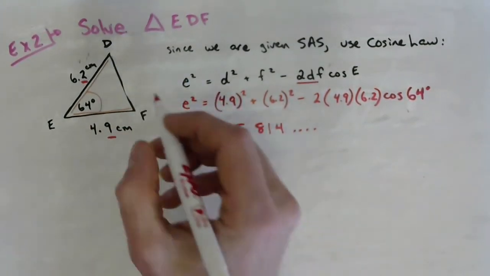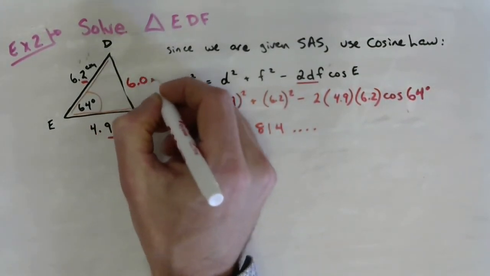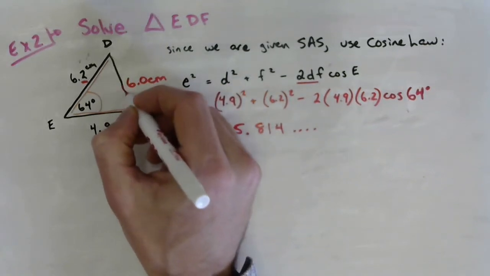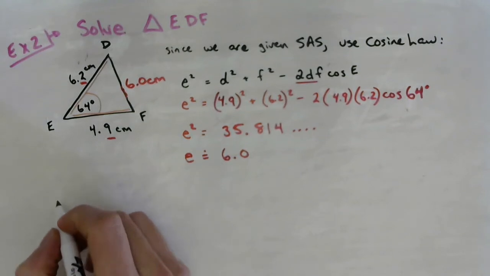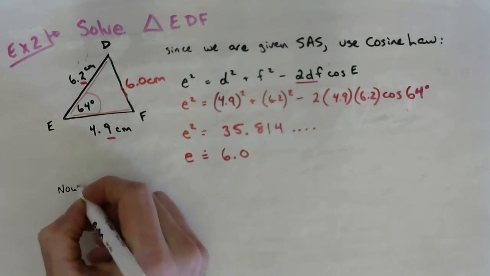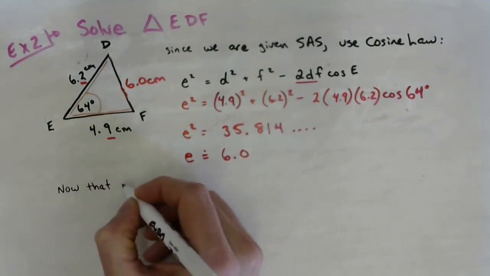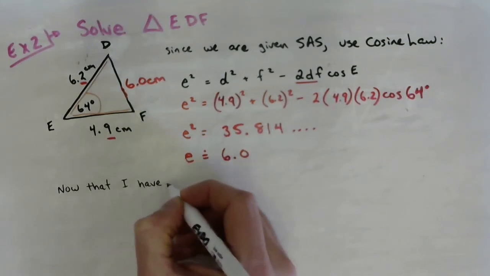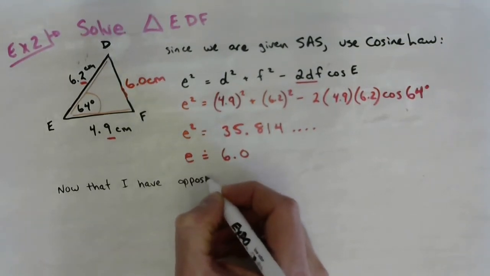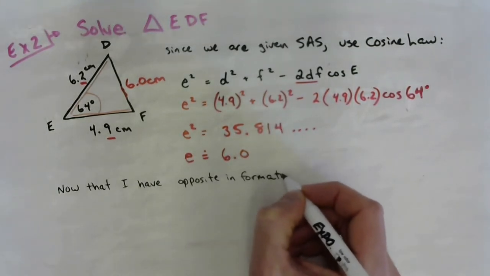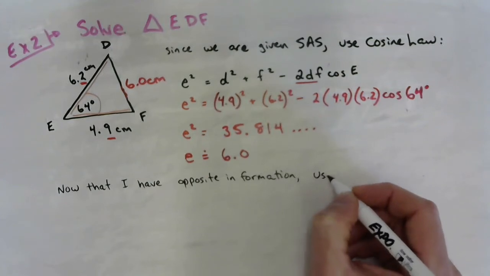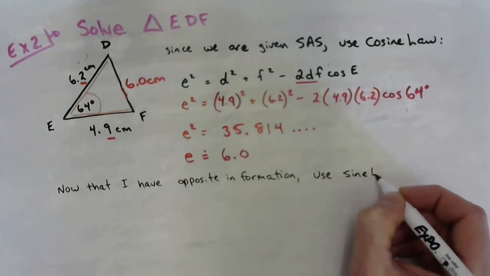So now that I know that E equals 6 centimeters, how am I going to solve for the other missing pieces? You were going to use the other one, SOHCAHTOA. SOHCAHTOA is only for a right triangle. Oh, we can use the sine. Yeah, now that I have opposite information, use sine law.